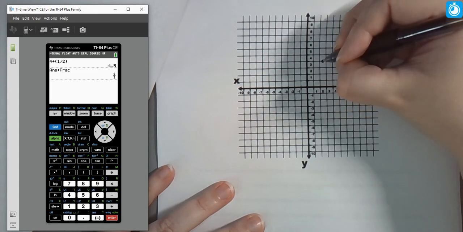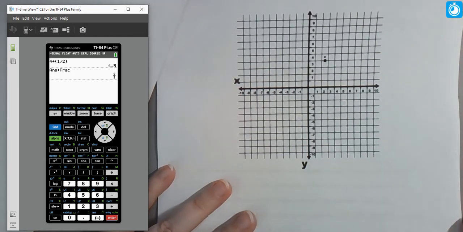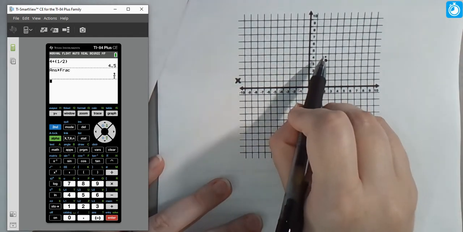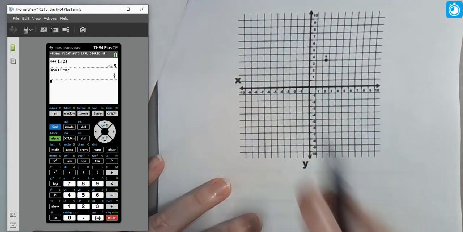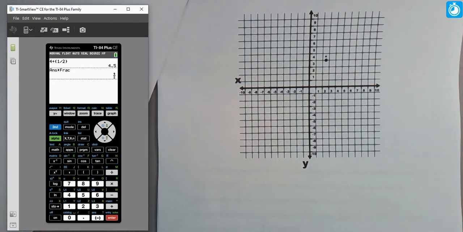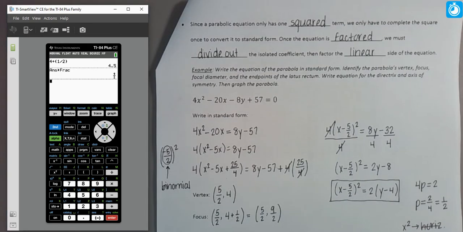So we already were 4 units up. The focus is just half a unit above that. And I'm going to graph it small, otherwise it's going to look like these points coincide with one another, which they don't. So half a unit above, since p is 1/2.